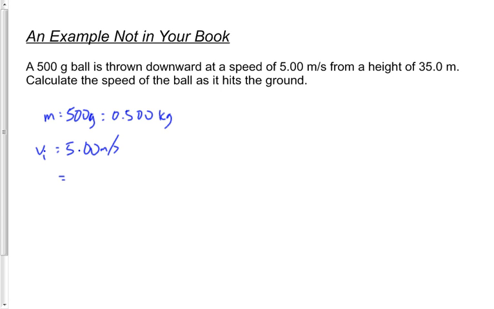Let's call this 35.0 meters. The way that we used to solve a problem like this, we would call this displacement because that's how far the ball falls, right? This time we're going to call it HI, the initial height, 35 meters. We want to find VF, the speed of the ball as it hits the ground. So again, although we could use that other equation, VF squared is equal to VI squared plus 2AD, let's try this one. EI equals EF.